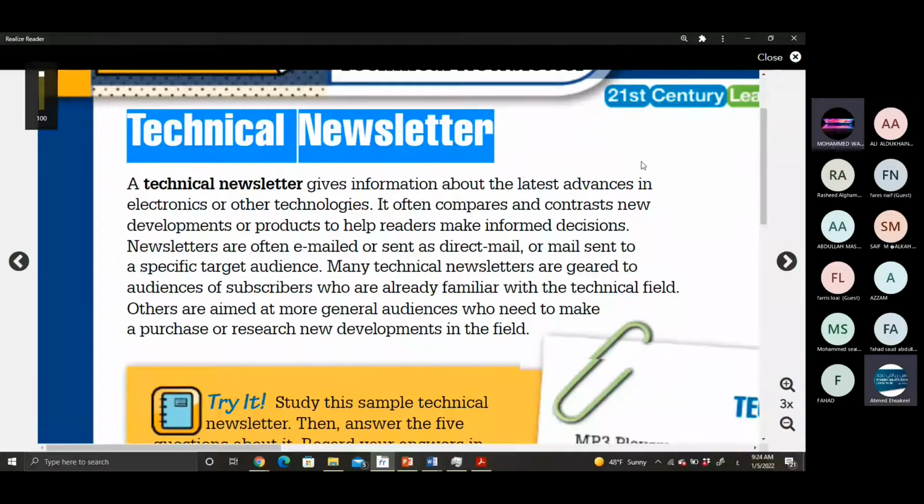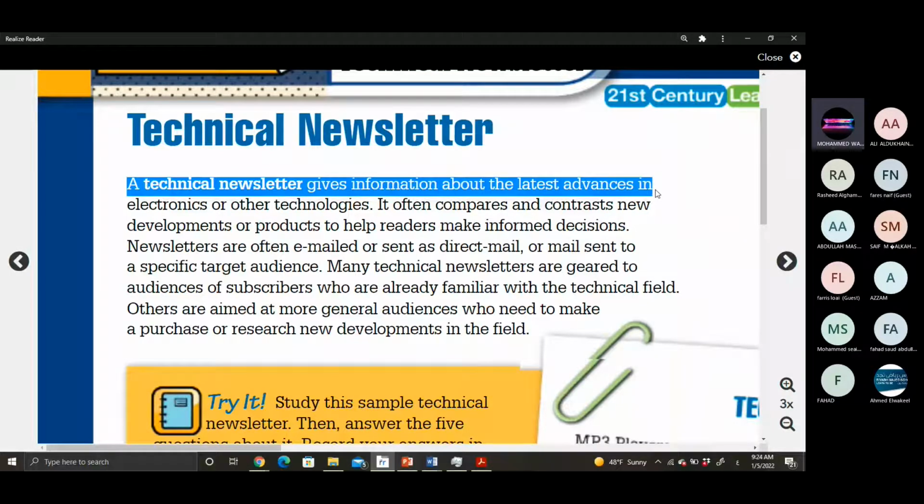Technical newsletter. A technical newsletter gives information about the latest advances in electronics or other technologies. It often compares and contrasts new developments or products to help readers make informed decisions. Newsletters are often emailed or sent as direct mail, or mail sent to a specific target audience. Many technical newsletters are geared to an audience of subscribers who are already familiar with the technical field. Others are aimed at more general audiences who need to make a purchase or research developments in the field.